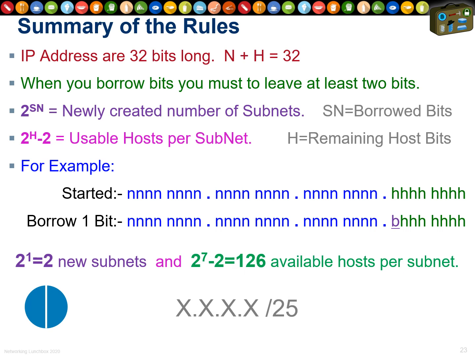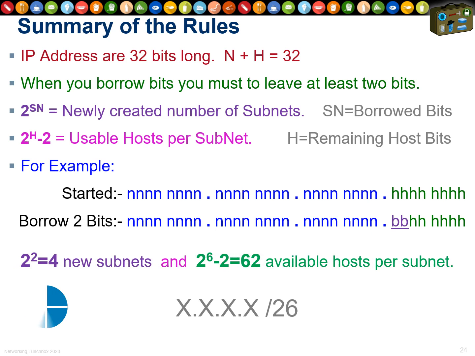If we borrow 1 bit, then we've made 2 subnets, and we've got 7 bits left over, so that's 126 hosts per network. If we borrow 2 bits, we create 4 subnets. We've got 6 bits left over, so that's 62 hosts available per subnet. We borrow 3 bits, we create 8 subnets. We have 5 bits left over, so we have 30 hosts per subnet.